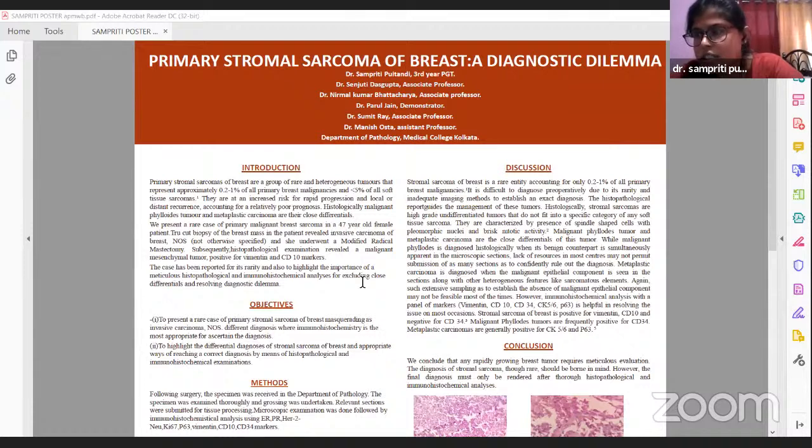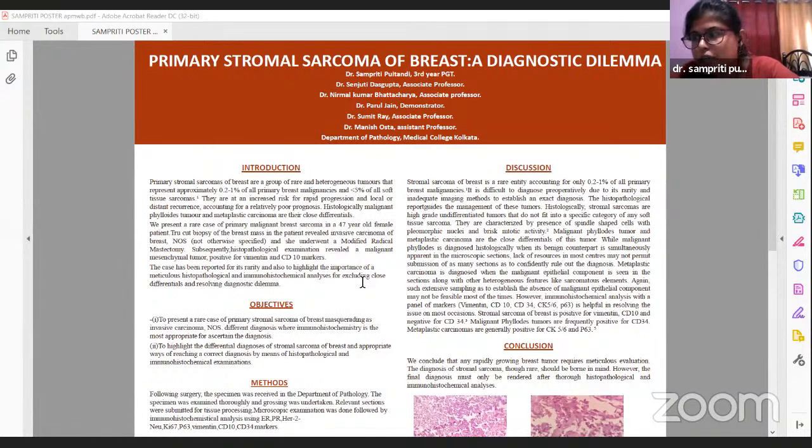Malignant phyllodes is diagnosed histologically when its benign counterpart is simultaneously apparent along with the histological compartment in a number of cases. The lack of resources in many centers may not permit the submission of as many sections to confidently rule out the diagnosis. Metaplastic carcinoma, along with other heterogeneous features, may also have a sarcomatous component. Again, such extensive sampling to establish the absence of a malignant epithelial component may not be feasible most of the time. However, immunohistochemical analysis is helpful in resolving the issue on most occasions.